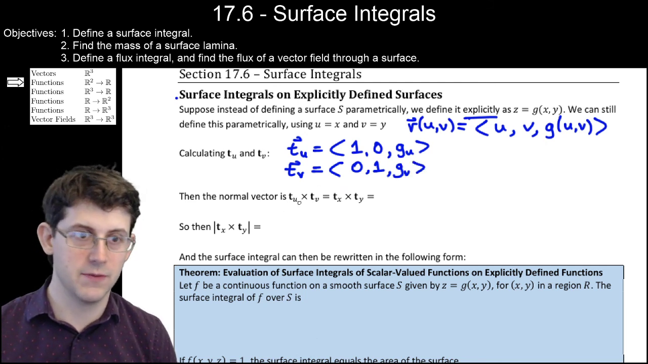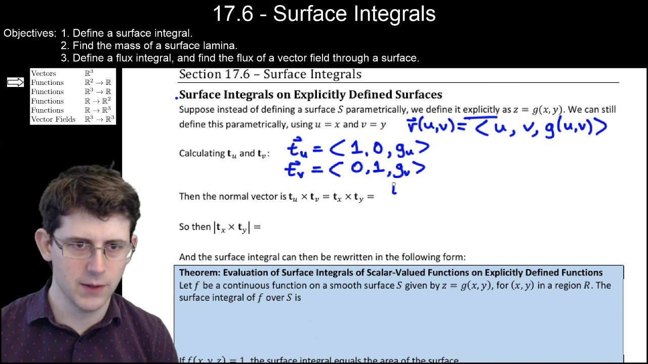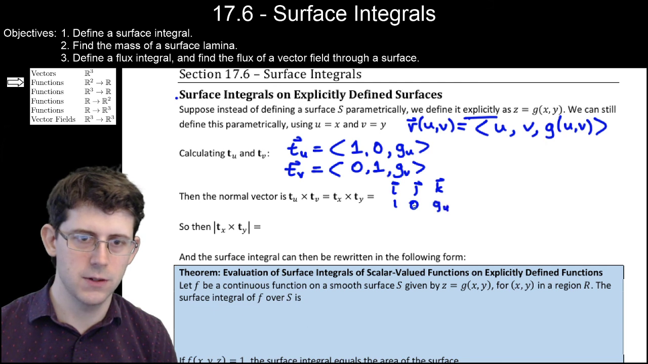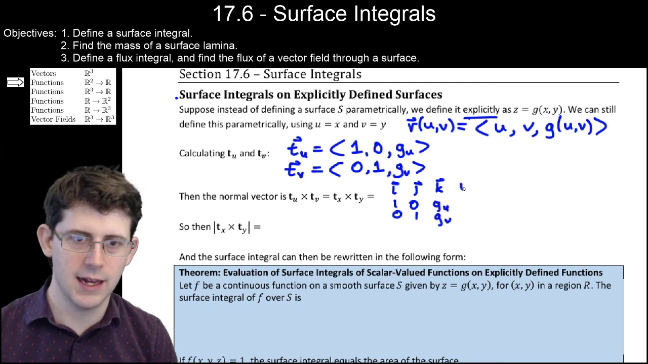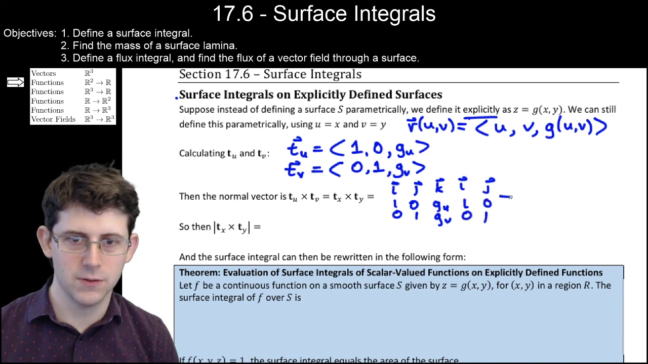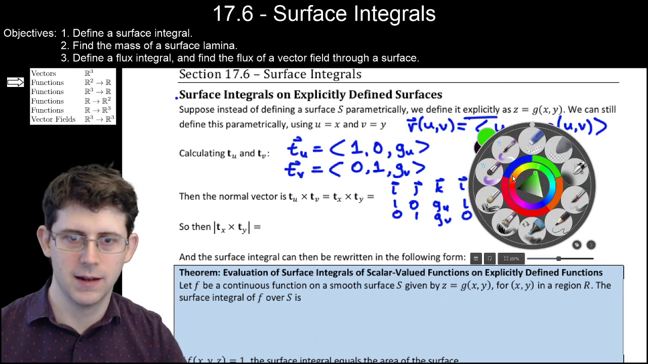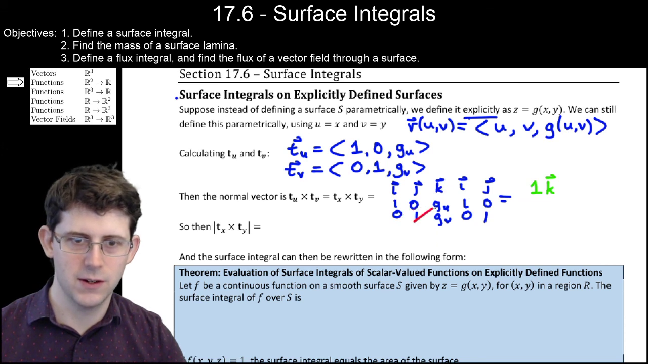So when I go and find this normal vector by doing the cross product, well, what is the cross product of these two vectors? Let's just figure it out. 1, 0, gu, 0, 1, gv. I'll do the trick where I repeat the first two columns and then do the forward diagonals minus the backward diagonals. The forward diagonals are 0, 0, and 1k. And the backward diagonals are 0, minus gu in the i component, and minus gv in the j component.